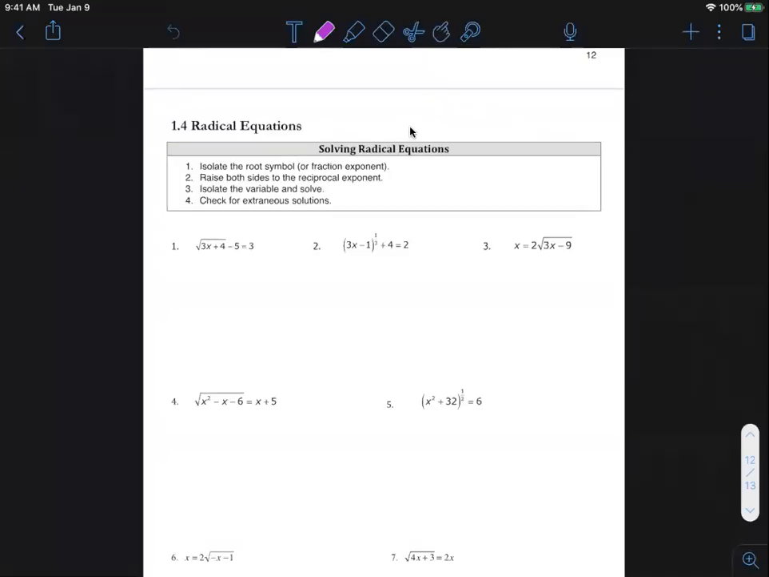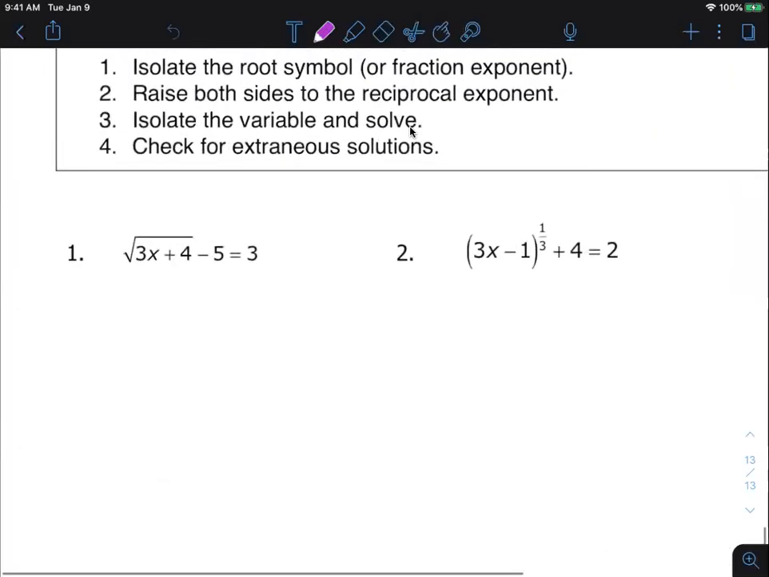Okay, so let's go ahead and start the last section of notes for the unit. We're looking at radical equations. I have the steps listed in the beginning here. We're going to isolate the root symbol or fractional exponent, depending on what form it's in, and then raise both sides to the reciprocal exponent. We're then going to get x alone, so it says isolate the variable. That means get x alone. And then we're going to check for extraneous solutions, which means plug it back in and make sure that they all work. So let's go ahead and take a look at the first one.